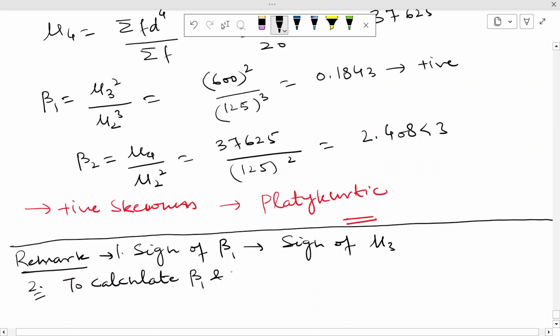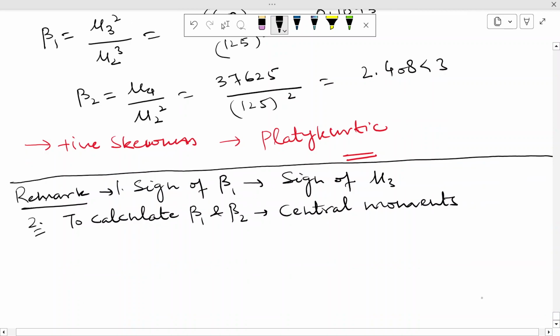Okay, and the second important remark is that to calculate beta 1 and beta 2, we need central moments. Whenever you do not have the central moments, you have to use the conversion formula, and you have to convert the non-central moments into central moments by using the conversion formula, which we already discussed in our video on moments. Okay, so for this video, that's all.